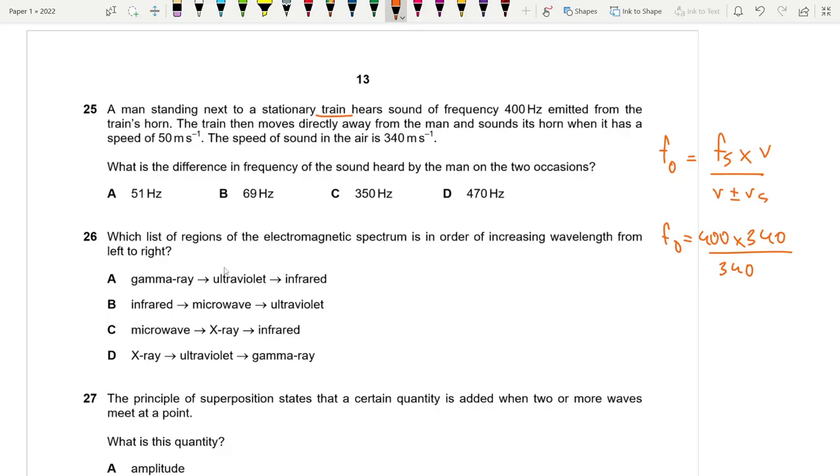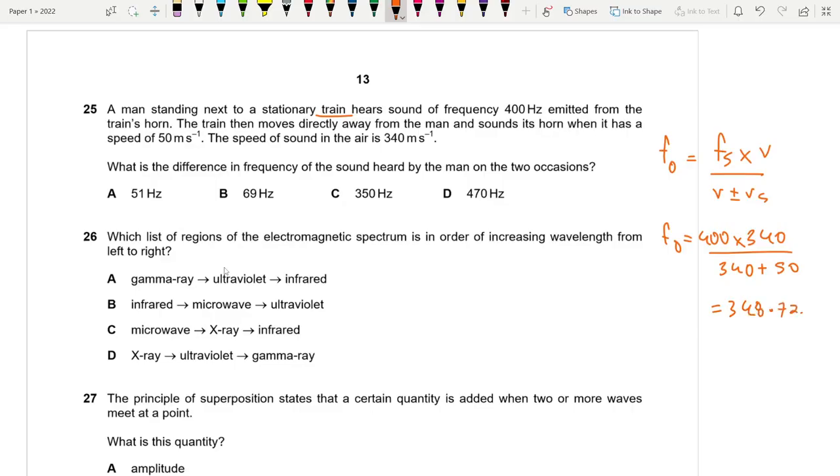Since the object is actually going away from you, the wavelength increases and frequency decreases. So to decrease the frequency, you need to increase the denominator. You're going to go for plus 50. Okay, this should work. Let's go for it. 400 times 340 divided by 390. We're getting an answer of 348.72.